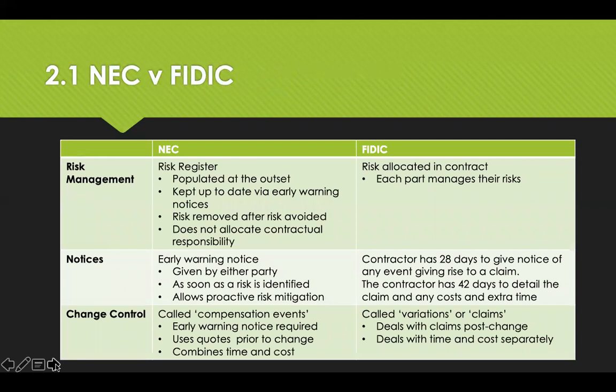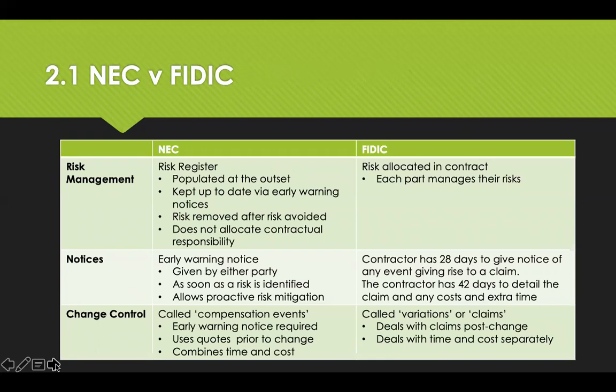Here we can look at the key differences between NEC and FIDIC in the area of risk management. So the NEC contract requires you to have a risk register, which you populate at the outset and you keep up to date. And you will provide your notices of risks using something called early warning notices. The risks are removed after the risks are avoided, and it doesn't allocate contractual responsibility, whereas in the FIDIC, the risks are allocated in the contract and each party manages their own risks.